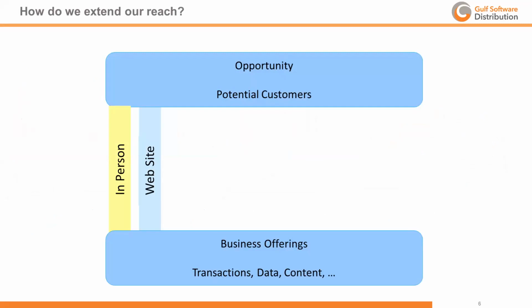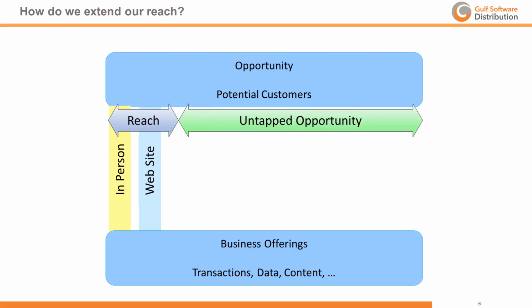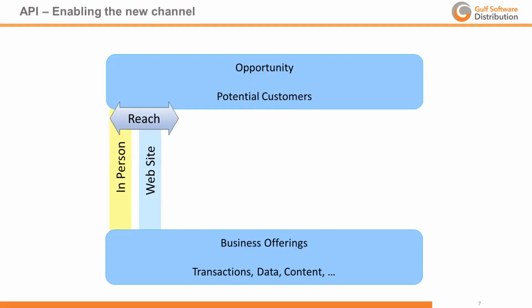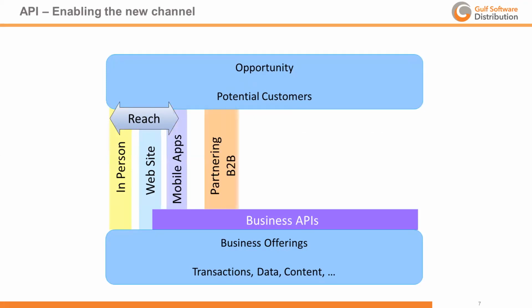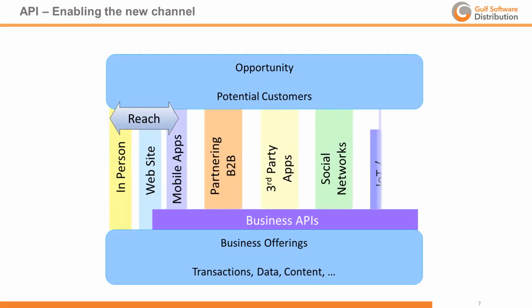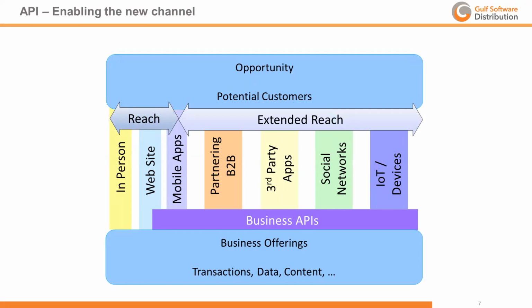So you might have a business, say for example, a retail business, which currently might have a brick and mortar way of doing business, or you might have an online presence in the form of an e-commerce store, which is a website. But the reach can be further enhanced, and they can get into an untapped opportunity, which can be through mobile applications, through partners or third-party apps or social networks or IoT devices. And all that is possible only when a business API is made available. Again, like I told, I'll give you some examples of it.